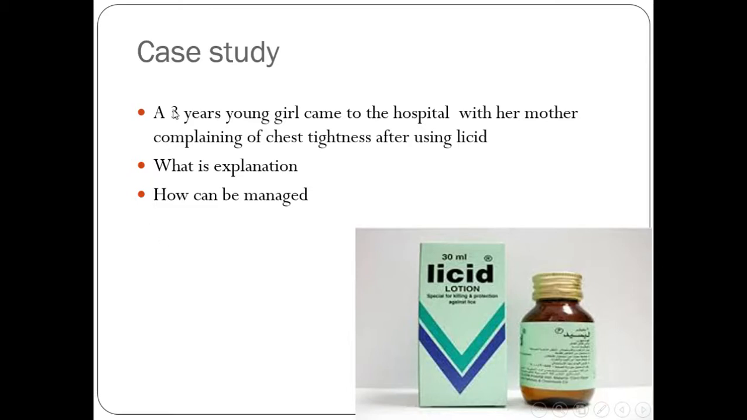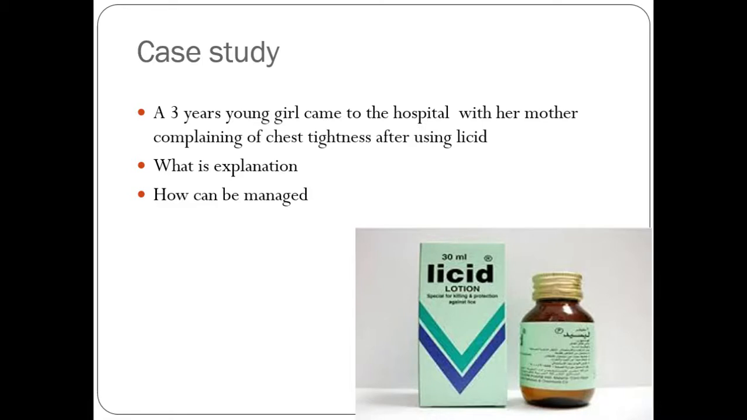In this case, a 3-year-old girl came to the hospital with her mother complaining of chest tightness after using Lycite. What's the explanation of chest tightness? True, chest tightness here is a presentation of allergic reaction and irritant effect. But in organophosphate poisoning, the cause of chest tightness is bronchospasm and bronchorrhea due to the cholinergic crisis, or excessive accumulation of acetylcholine.